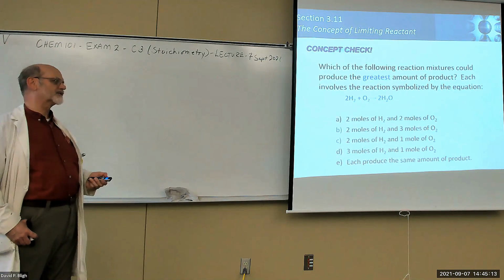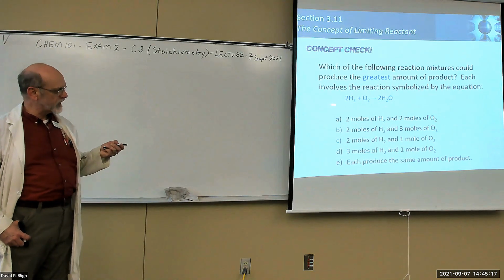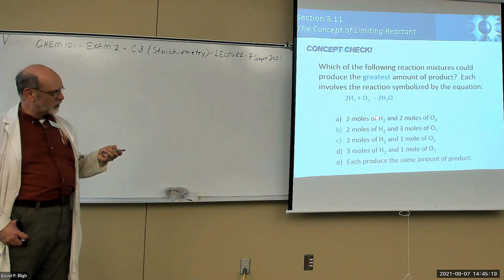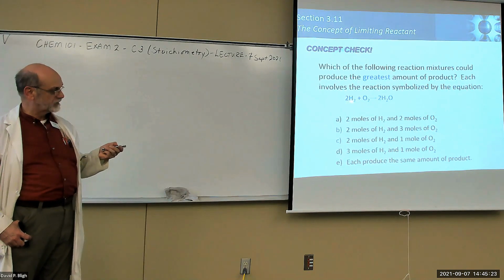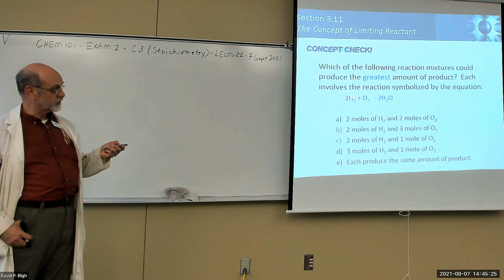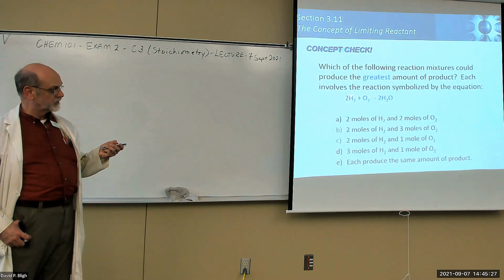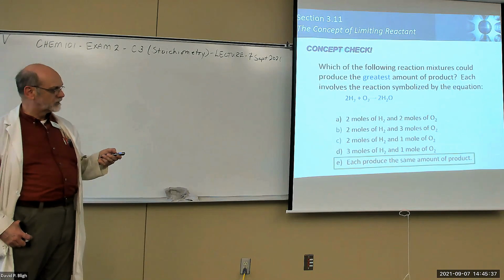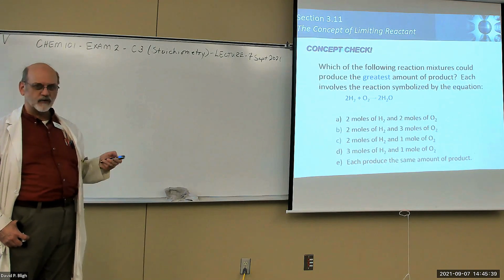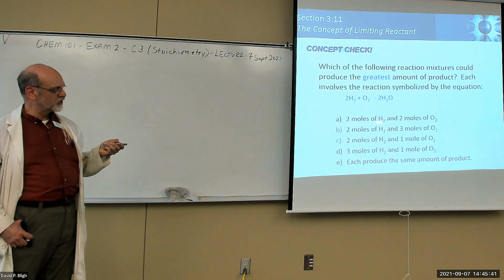Which one of these produces the greatest amount of product if it involves this reaction? 2 moles of hydrogen and 2 moles of oxygen. 2 moles of hydrogen, 2 of these, but the ratio is 2 to 1. So which one's going to run out first? Hydrogen. You've got excess oxygen. And it produces 2 moles of water. So 2 moles of water, oops, give the answer away. 2 moles of water for this one.